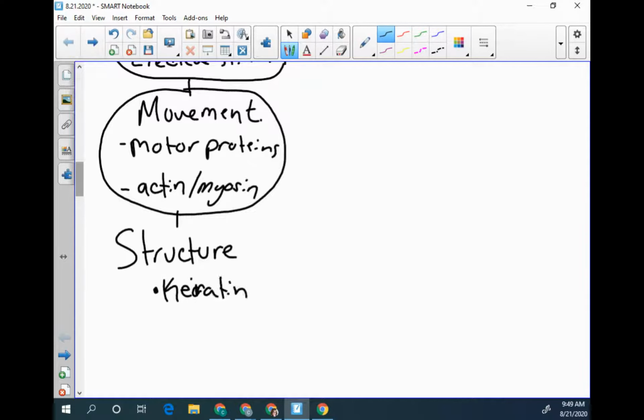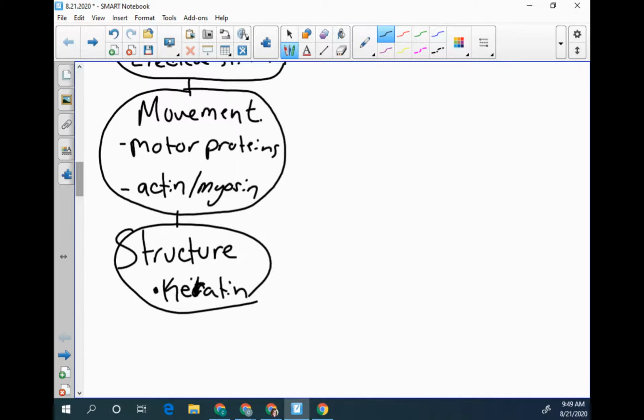I misspelled it twice. Keratin is the protein that strengthens your hair, skin, and nails. A lot of people take keratin as a supplement to help try to improve that kind of stuff. I know keratin is in a lot of shampoos that are dedicated to strengthening already straight hair. So keratin is a structural protein. Any questions about the different functions that proteins carry out?